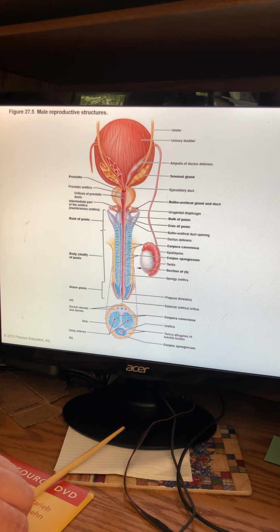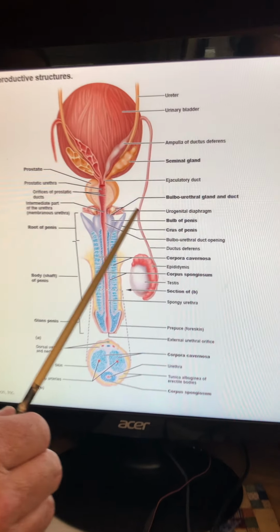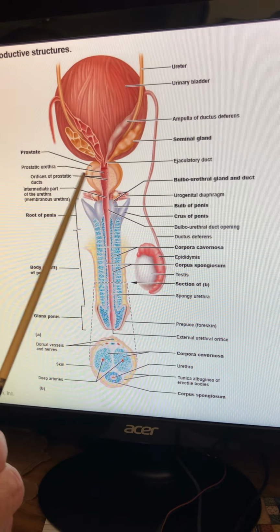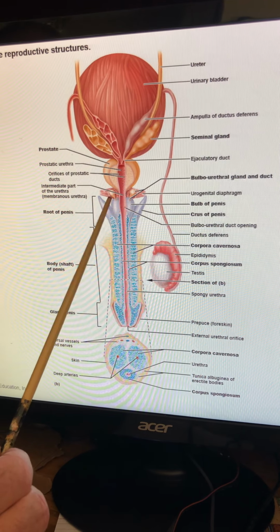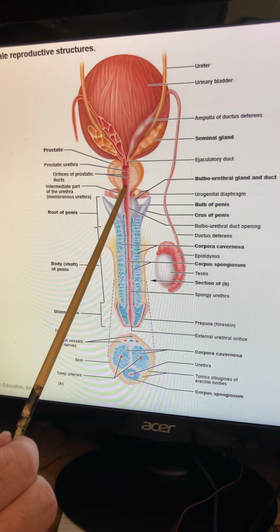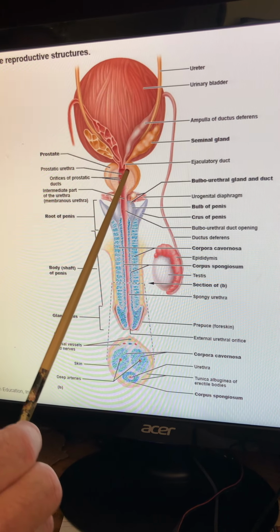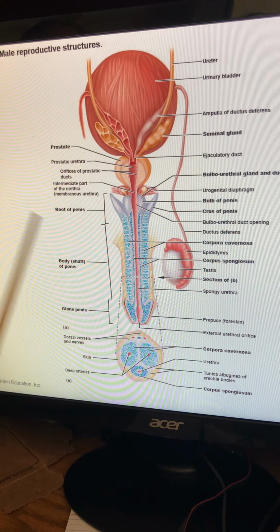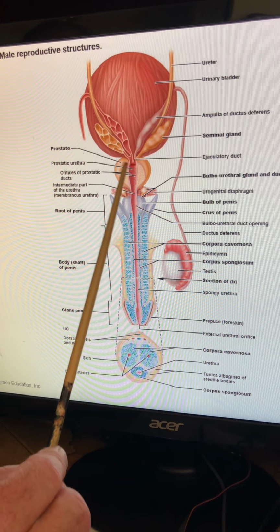So as the sperm is created here, and it goes up here and up here, it picks up the secretions of the seminal gland, picks up the secretions of the prostate, and prior to it going through here, it has to go through the same tube that you would have in a male or a female. But it has 3 locations where it changes names.